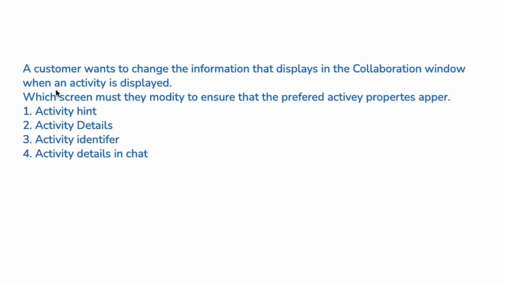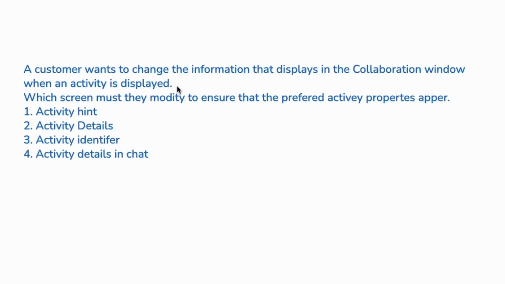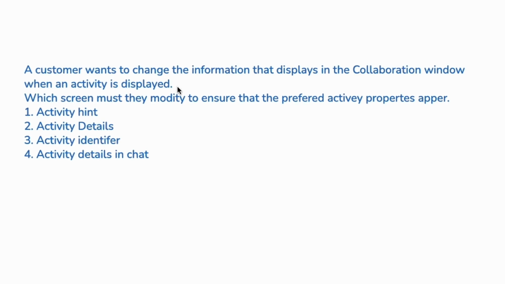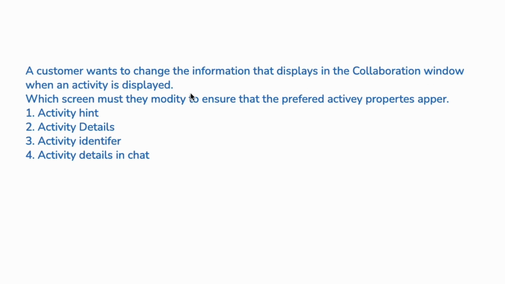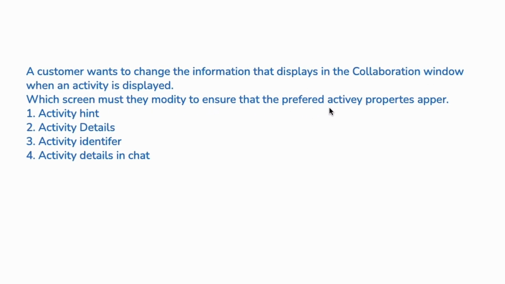Next, a customer wants to change the information that displays in the collaboration window when an activity is displayed. So in collaboration, we can share an activity with the technician. That is possible. So here it is saying that a customer wants to change the information that displays in the collaboration window about an activity. Which skin must be modified to ensure that the preferred activity properties appear?